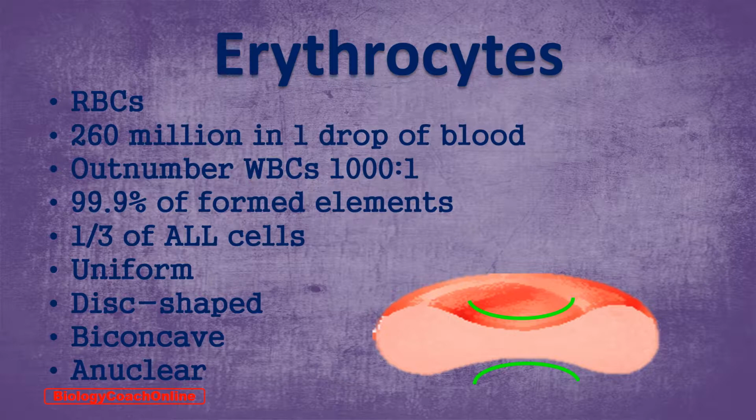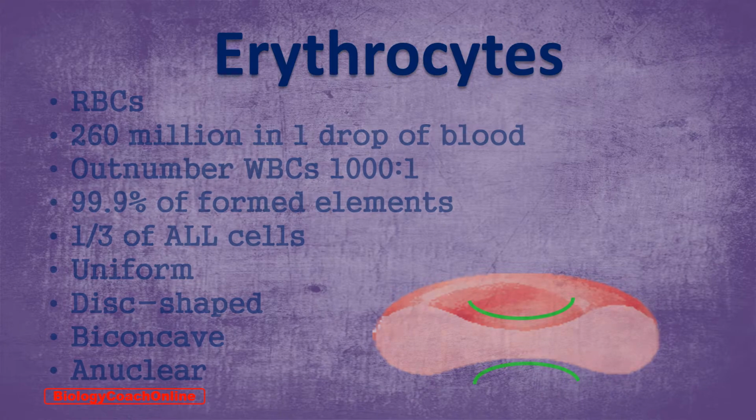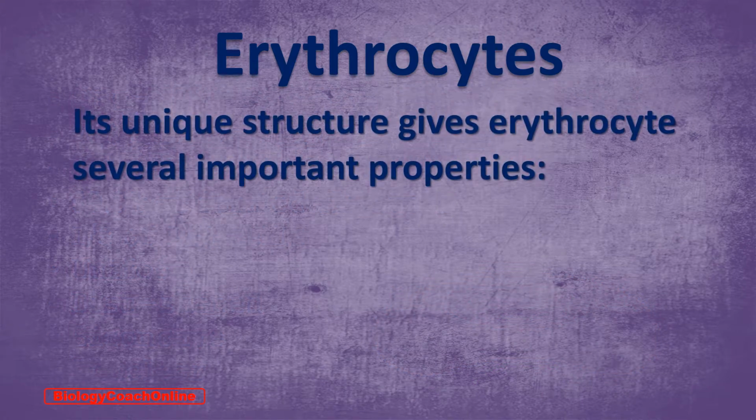Human red blood cells do not have nuclei, which means that they cannot divide like most other cells in the body. Now, because they cannot replicate, they must be constantly replaced by the body. So red blood cells then have a lifespan of about 120 days. Due to its unique shape and structure, remember that red blood cells are anuclear, biconcave discs. Erythrocytes have several very important qualities.